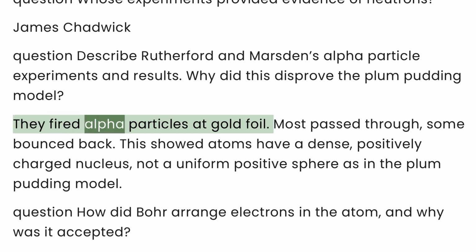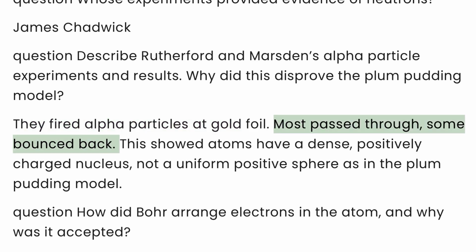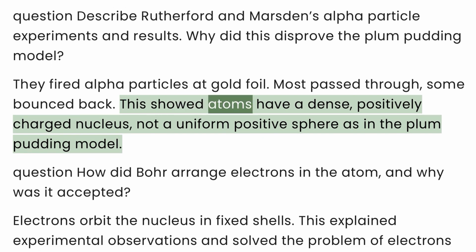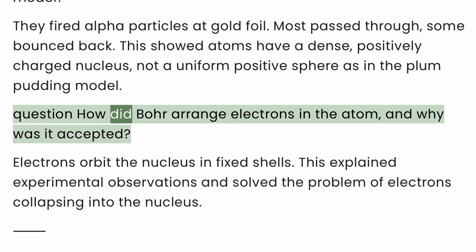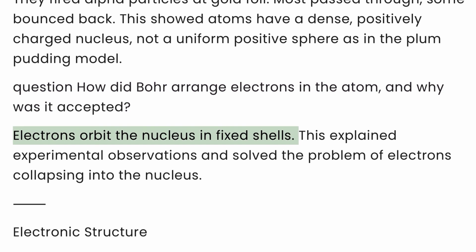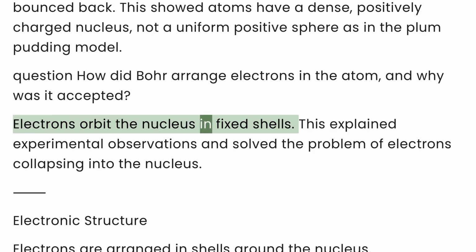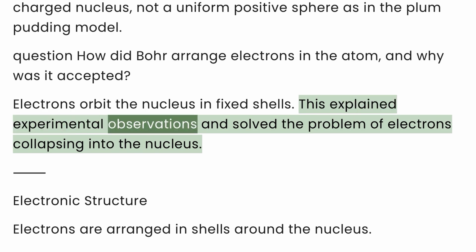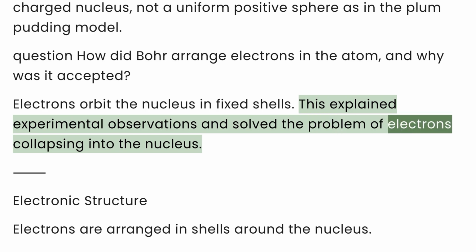They fired alpha particles at gold foil. Most passed through, some bounced back. This showed atoms have a dense, positively charged nucleus, not a uniform positive sphere as in the plum pudding model. Question: how did Bohr arrange electrons in the atom, and why was it accepted? Electrons orbit the nucleus in fixed shells. This explained experimental observations and solved the problem of electrons collapsing into the nucleus.